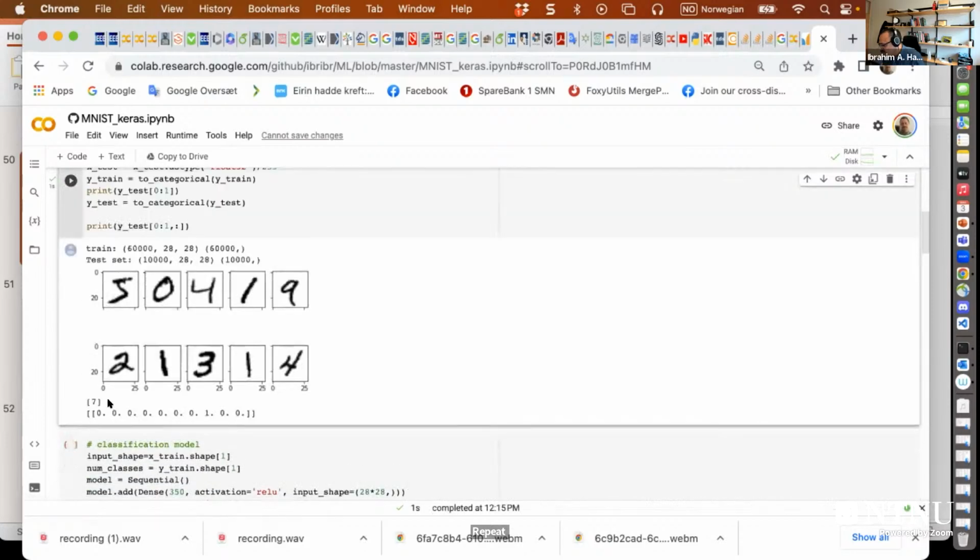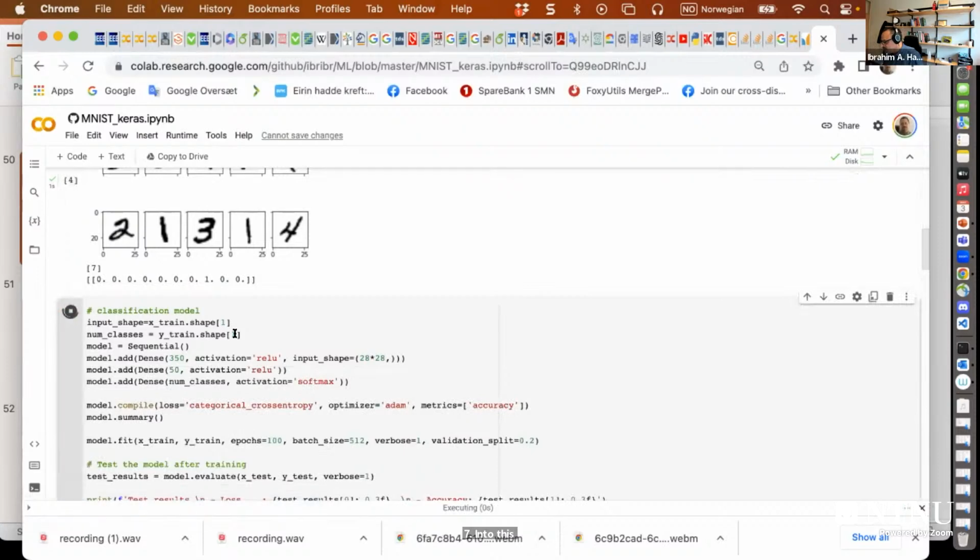So do you see it's 7, for example, right? When it's 7, the index here, it's 0, 1, 2, 3, 4, 5, 6, 7. It's 1 when it's 7, right? So this is the one-hot encoding. This function, to categorical, converts this categorical variable into one-hot encoding, right? So it converts 7 into this one.